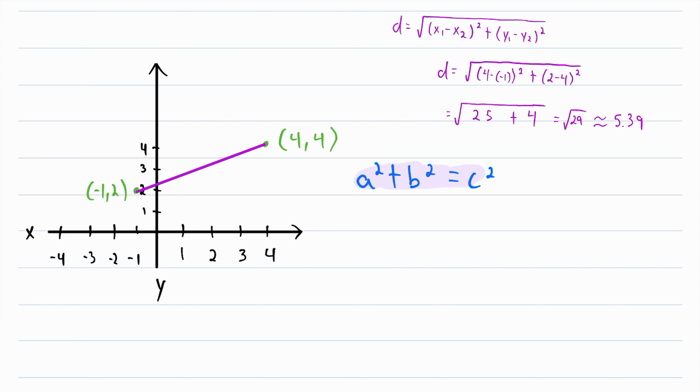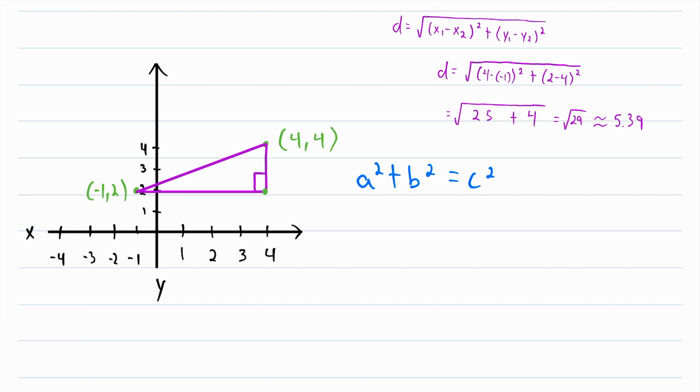So how can we apply this theorem to this situation, finding the distance of this line segment? Well, a good place to start would be to introduce a right triangle, because we can't use the theorem without a right triangle. So let's draw a line segment from this point that keeps the same y-coordinate, y equals 2, and goes all the way out to x equals 4. And then we'll do a similar thing with this point. We'll draw a line segment that keeps the x-coordinate of 4 and goes all the way down to y equals 2. These segments intersect in a right angle.